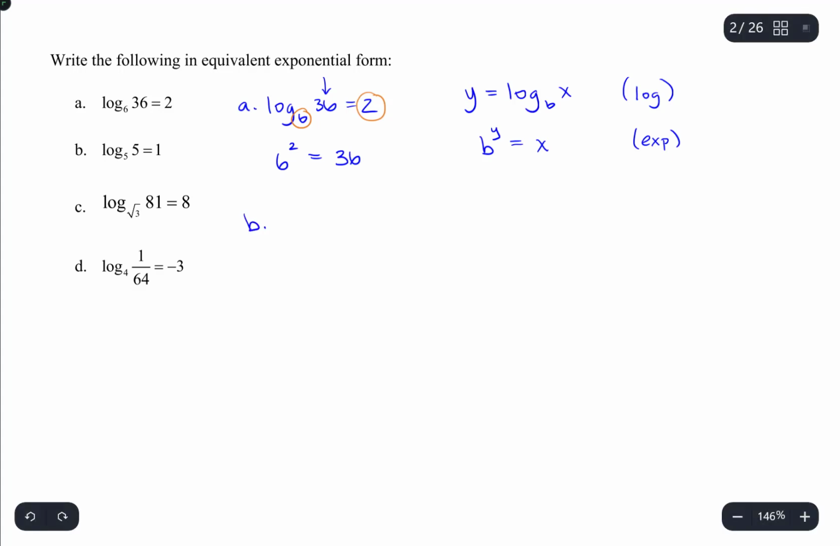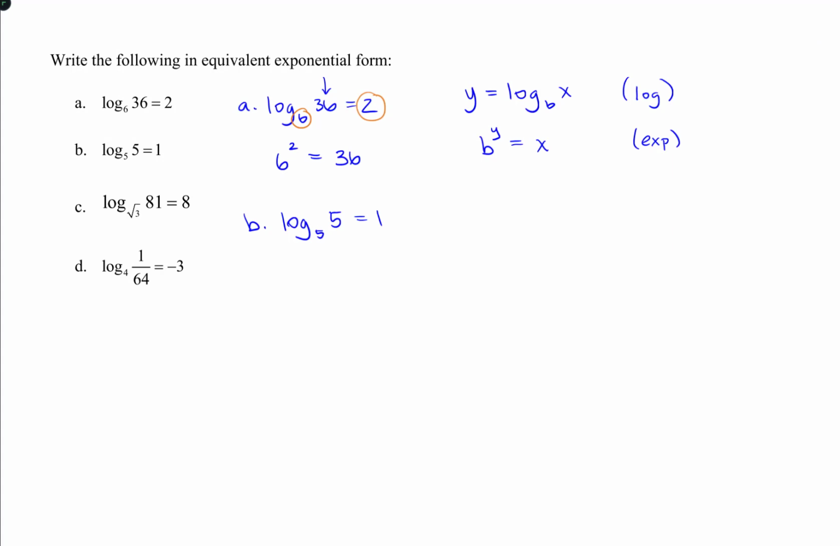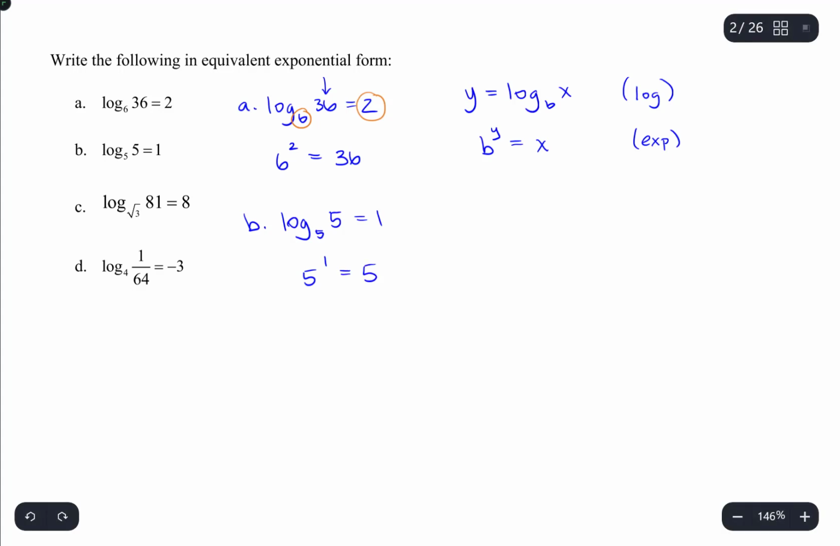For part B, here we have log base 5 of 5 equals 1. So changing this into exponential form, the base is very readily seen to be 5. It's just the number subscripted on the logarithm. The result of the logarithm is my exponent, and that's equal to the argument. So 5 to the first equals 5.